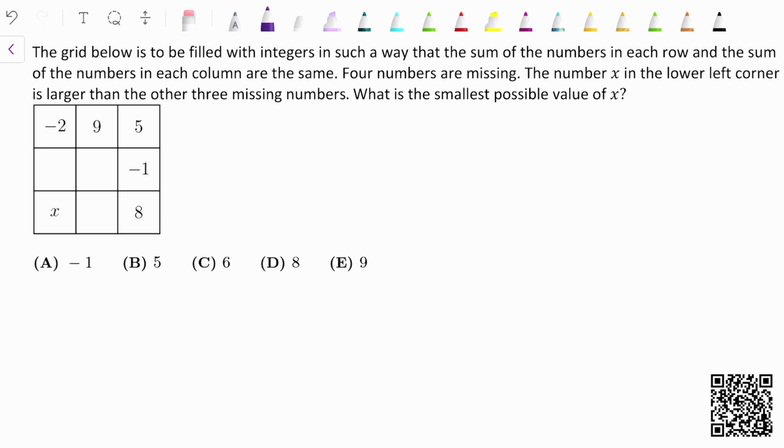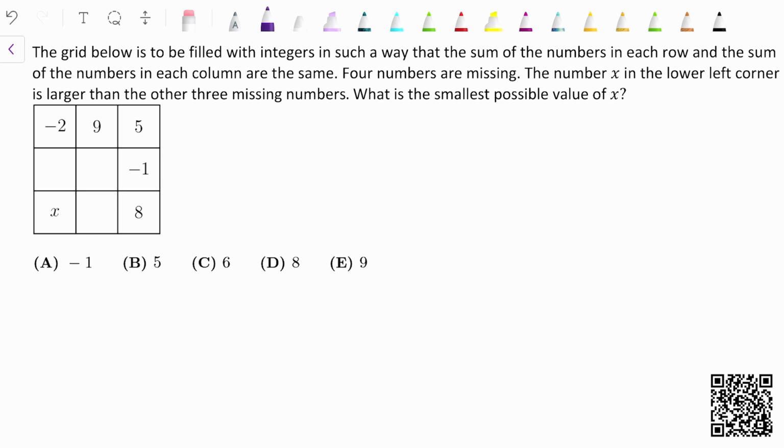It's problem number 20 of the 2022 AMC8. The grid below is to be filled with integers in such a way that the sum of the numbers in each row and the sum of the numbers in each column are the same. 4 numbers are missing. The number x in the lower left corner is larger than the other 3 missing numbers. What is the smallest possible value of x?